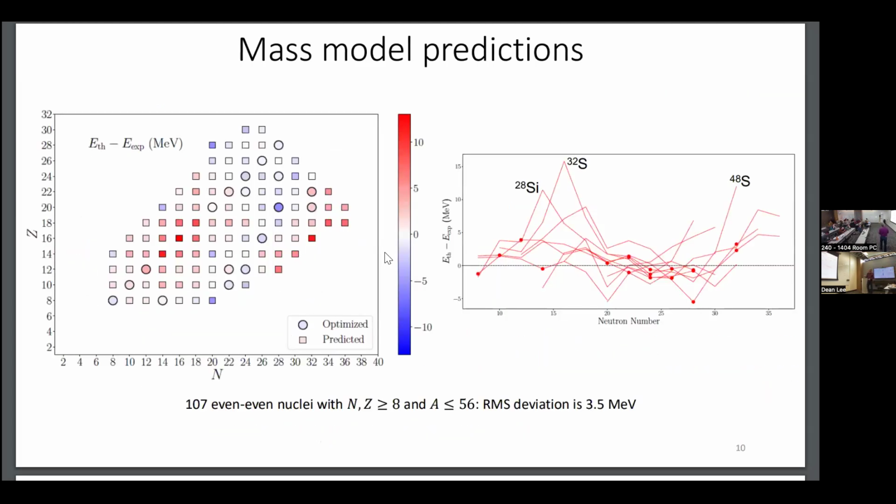Great. So now mass model prediction. Here you see a plot in the NZ plane of differences between Hartree-Fock calculations with this new mass model and experiment. The circles here are all the nuclei that we used in the calibration, and squares are in that sense prediction, validation. And so this is how it does.